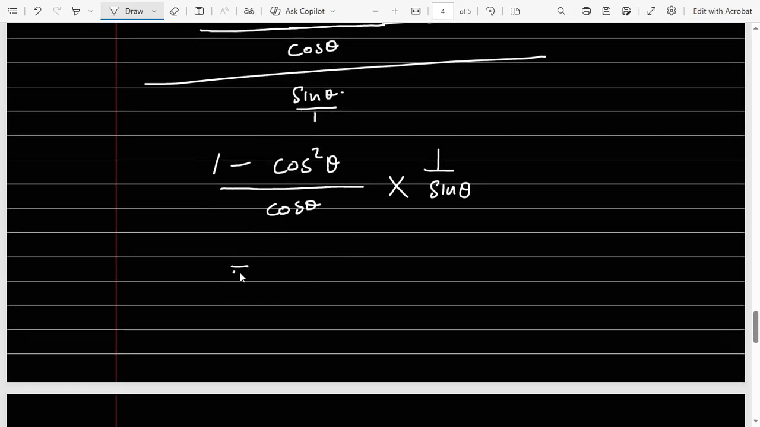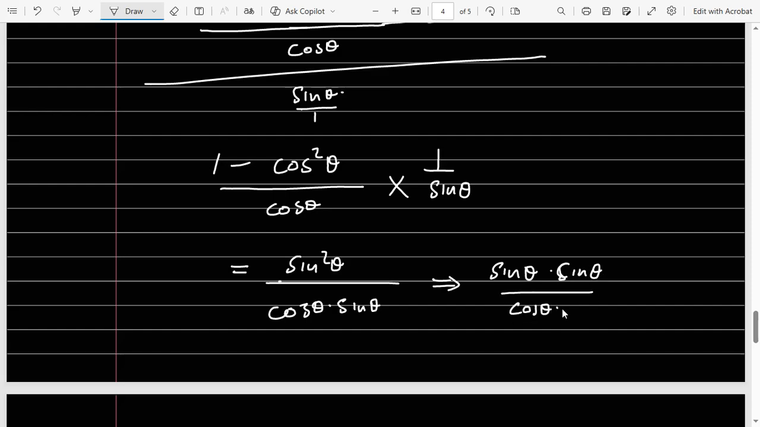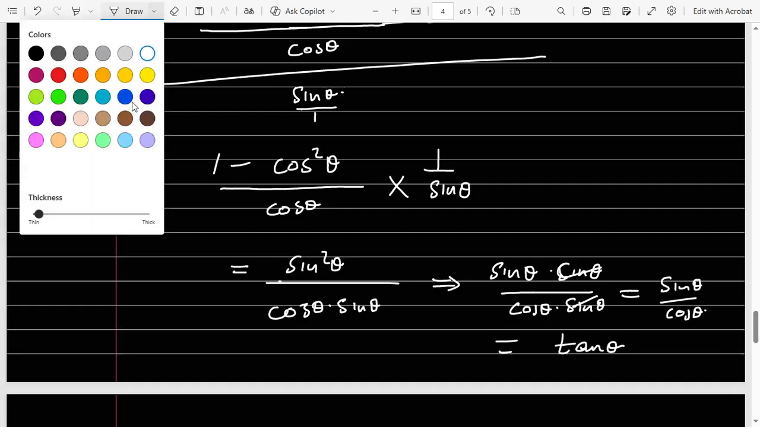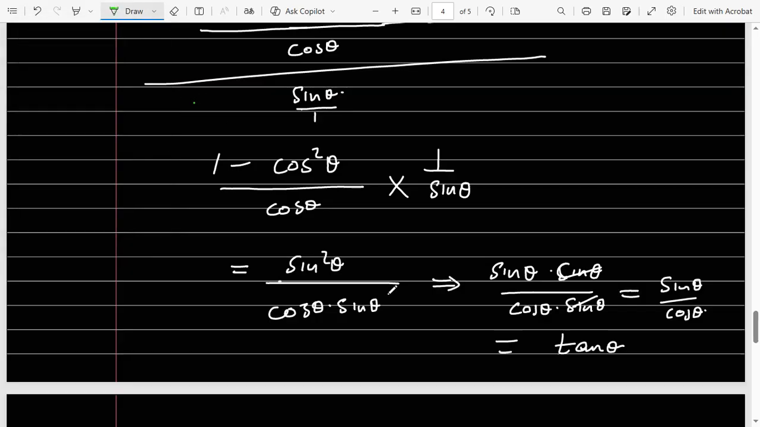What is that equal to? This will be 1 minus the cos squared theta is just sine squared theta over the cos theta times sine theta. Then now, this will be the sine theta times the sine theta, everything divided by the cos theta times the sine theta. These two cancel, we are just left with sine theta over the cos theta. Therefore, this is just tan of theta. Now you can conclude left hand side is equal to right hand side.